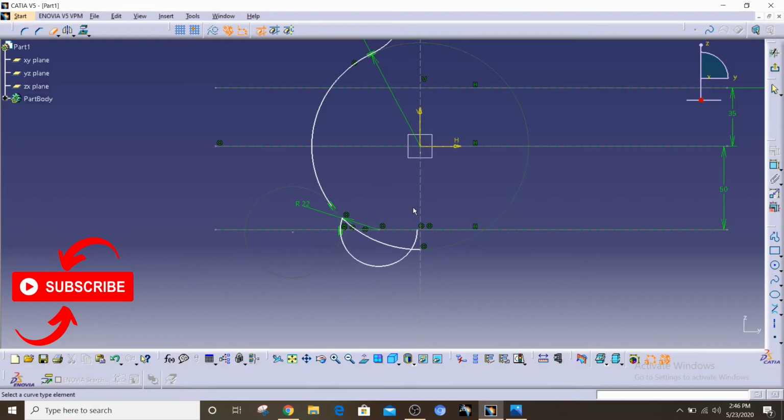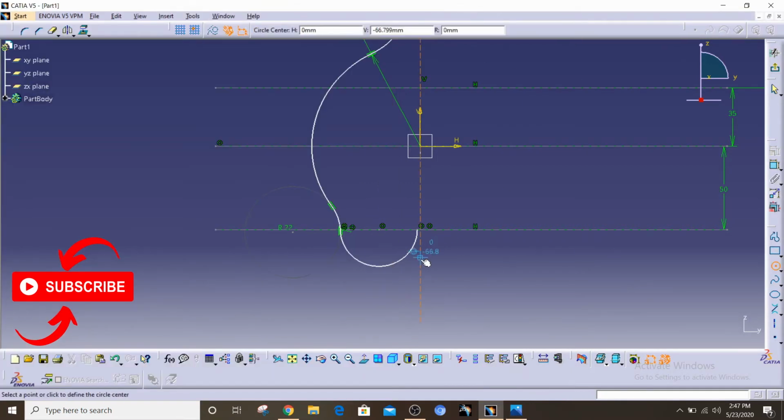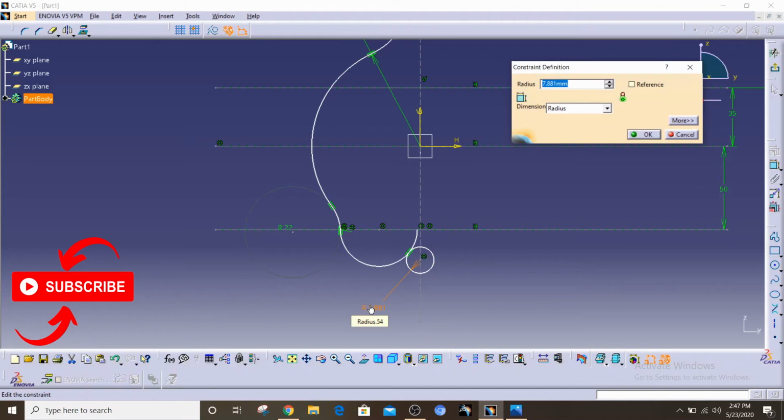Oops, Control Z. Deselected, Control Z. There you go. Now I think we got one more circle arc here, so that's going to be 20 units in radius.